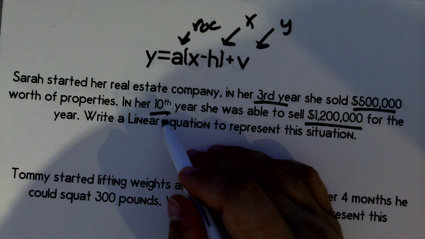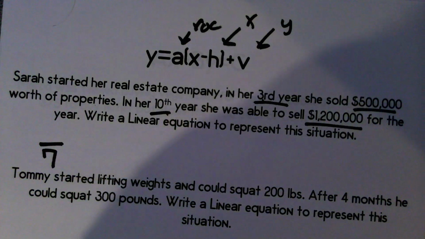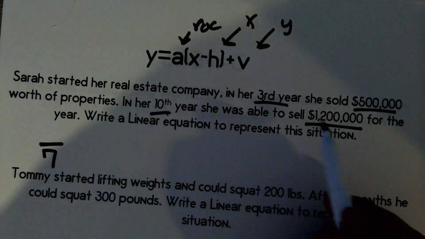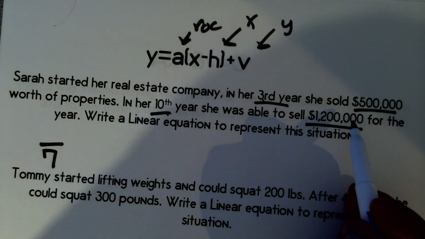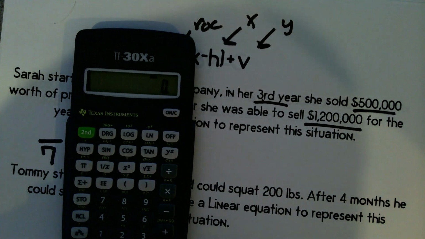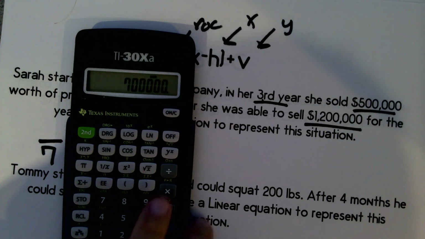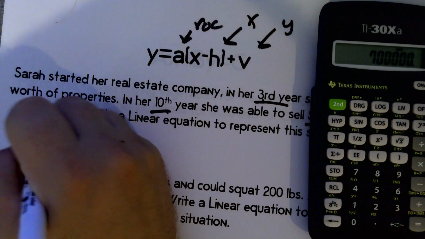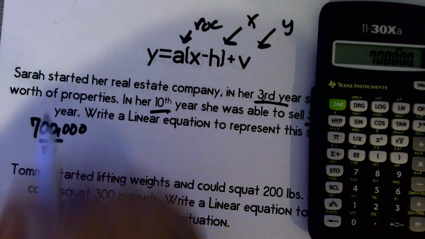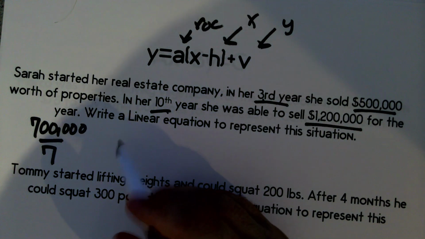So that was a change of 7 years, and that's our independent variable because we had to have 7 years happen in order to see how much money changed hands. Okay, and then she sold from $500,000 to $1,200,000, and so that's an increase. I'm just going to take my $1,200,000 and subtract my previous to find the difference, and that is $700,000. Okay, so in 7 years, she sold $700,000 more worth of properties.